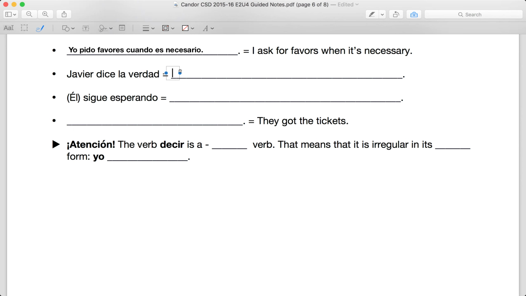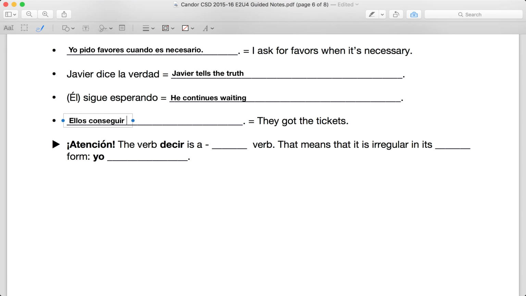Going on the other side, we've got Javier dice la verdad. So Javier, decir is to say or to tell, so we're going to say that he tells the truth. Él, so it's going to be he, sigue esperando. In this case, it's not to follow, it's to continue waiting or hoping. So he continues waiting. They got the tickets. Well, we know to get is conseguir. We know they is ellos.